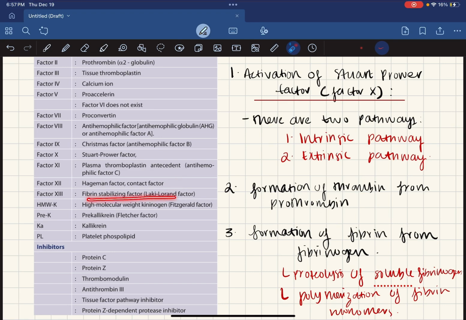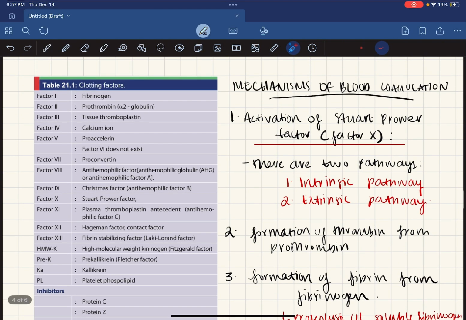Then we have the fibrin stabilizing factor, and we have other factors which are not actually directly related to the pathway, but they are needed for the pathway to function. That is your high molecular weight kininogen, prekallikrein, kallikrein, and platelet phospholipid.